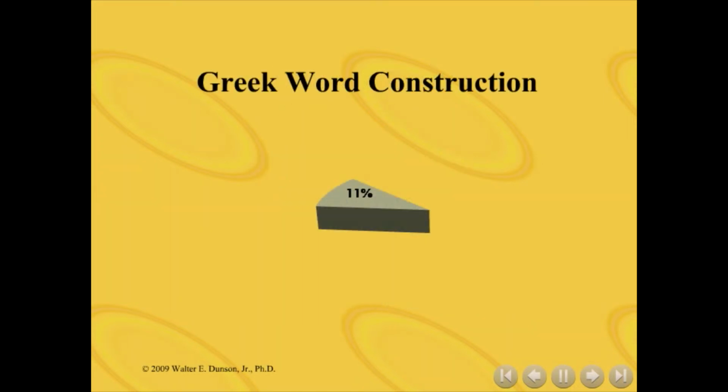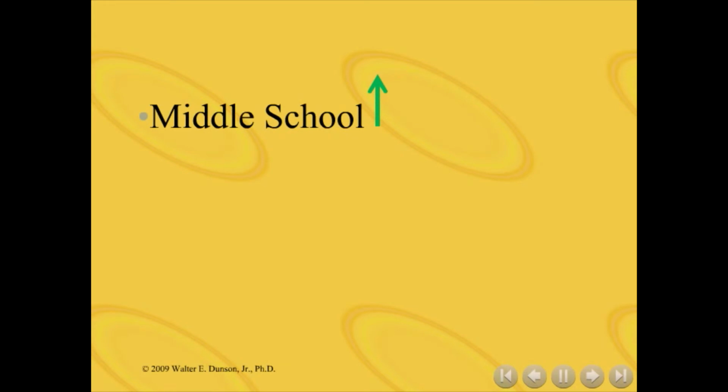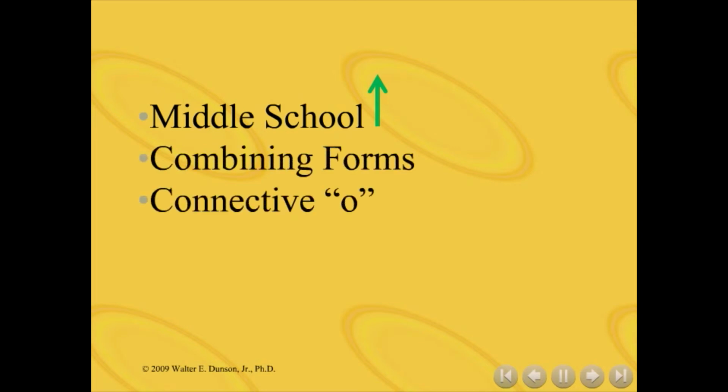Greek word construction, although it only comprises 11% of our language, is where we get most of our advanced vocabulary in mathematics and science. Students begin to encounter Greek word construction in the early stages of the middle school, and it will extend throughout the rest of their academic careers. In order to be successful, students are going to need exposure to Greek combining forms and the connective O.